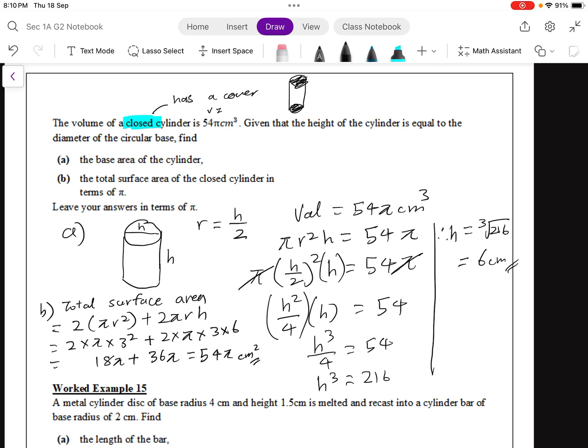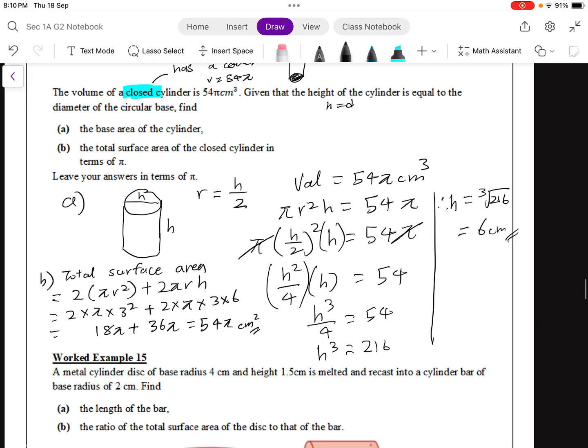So volume equals 54 pi, right? Given the height of the cylinder is equal to the diameter, so height is equal to the diameter. Okay, find the base area of the cylinder. So base area of the cylinder means find this area here.